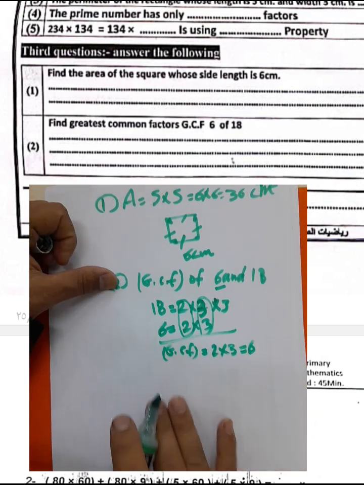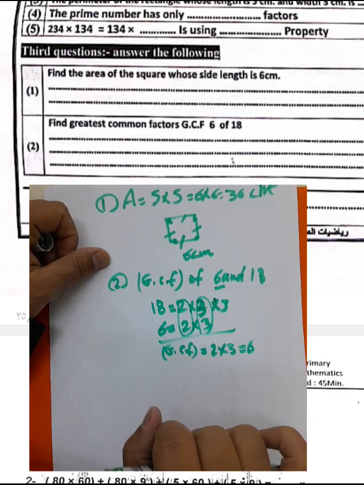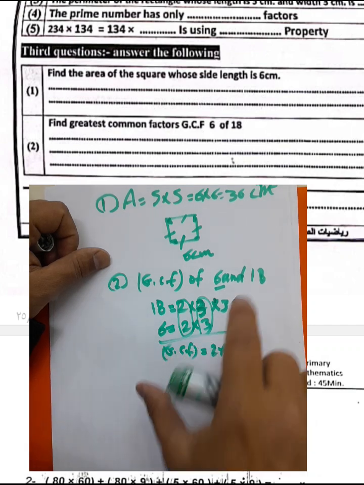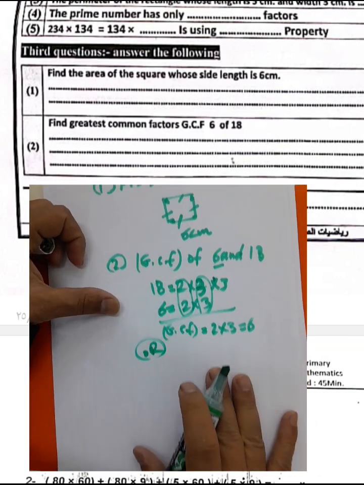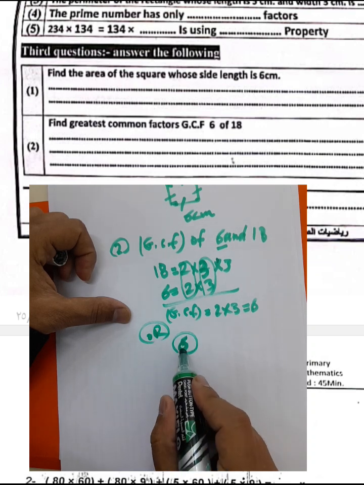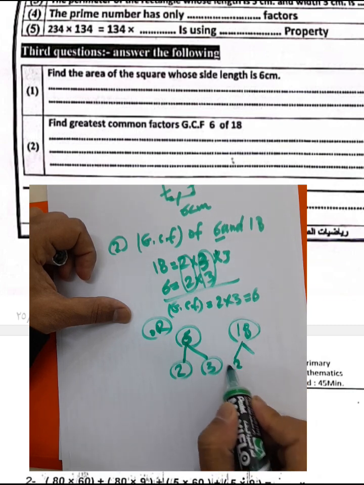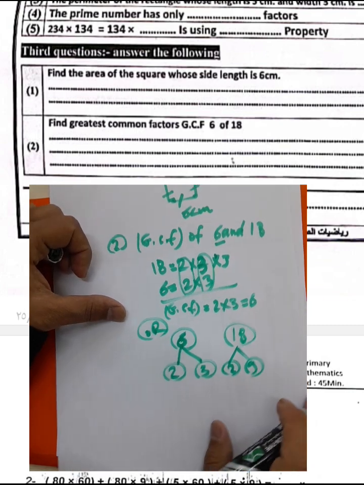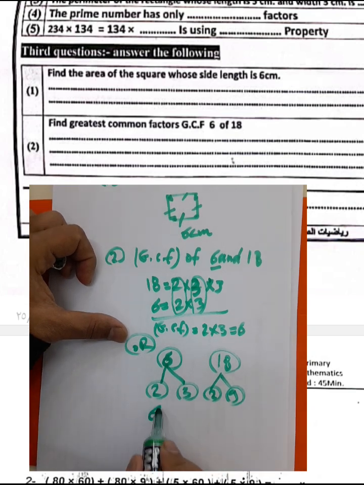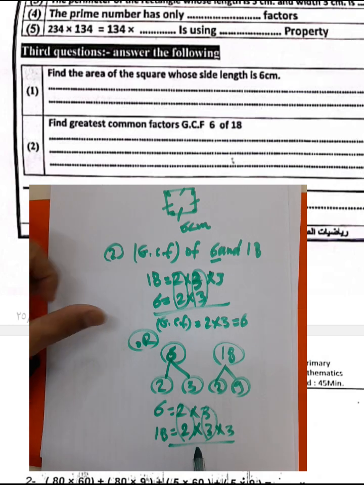Or we know 18 can be divided by 6, then 6 we call the greatest common factor, and the least common multiple between them will be 18. Or you can factorize using factor trees. 6 equals 2 times 3 and 18 equals 2 times 9, and then you can write 6 equals 2 times 3 and 18 equals 2 times 3 times 3, and then complete to find the greatest common factor between the two numbers.